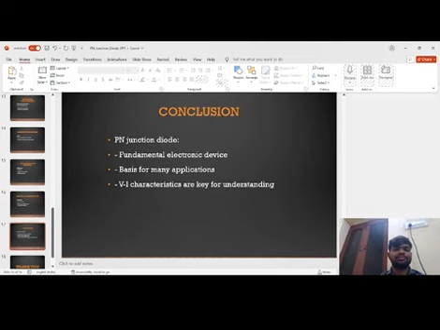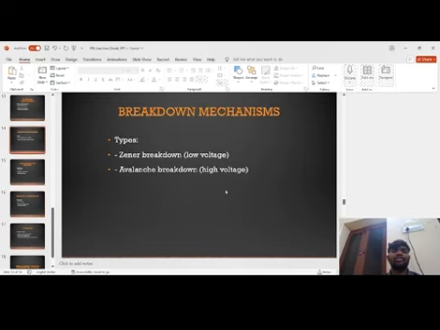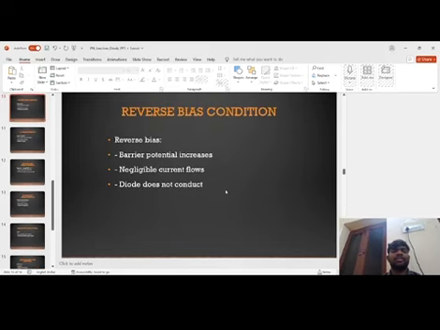Next, the conclusion: the PN junction diode is a fundamental electronic device. It is basic for so many applications. VI characteristics are key for understanding. This is my presentation. I think I covered all about the practical PN junction diodes, VI characteristics, and both reverse bias condition and forward bias condition.